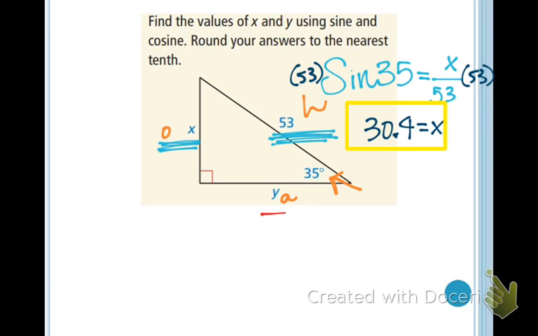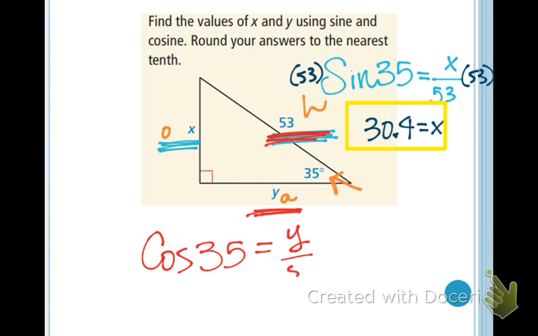All right, and then for the next one, we're solving for y. And again, going to use the hypotenuse. So which trig function deals with the adjacent and hypotenuse? Cosine from 35 equals y over 53.